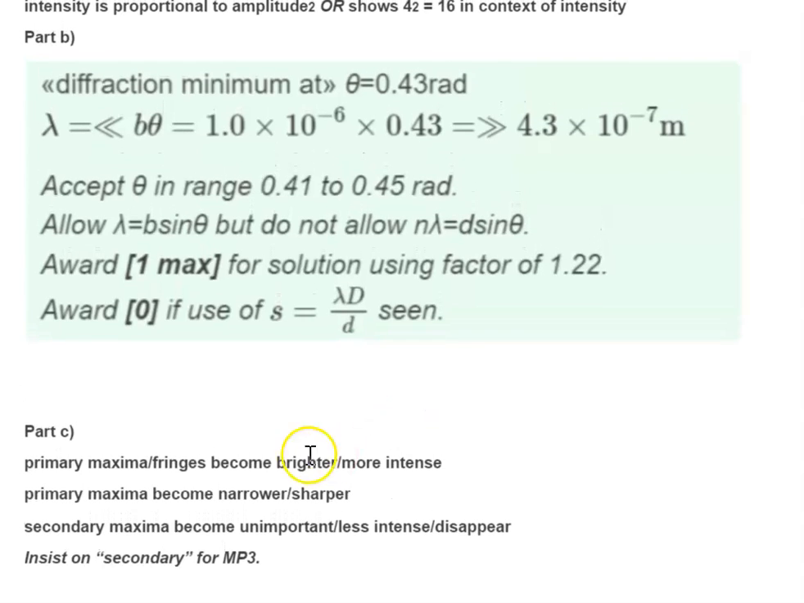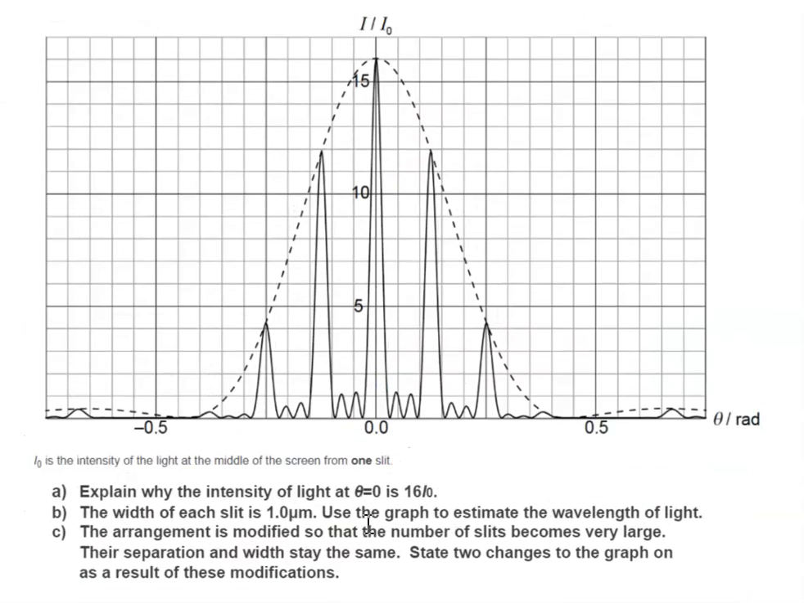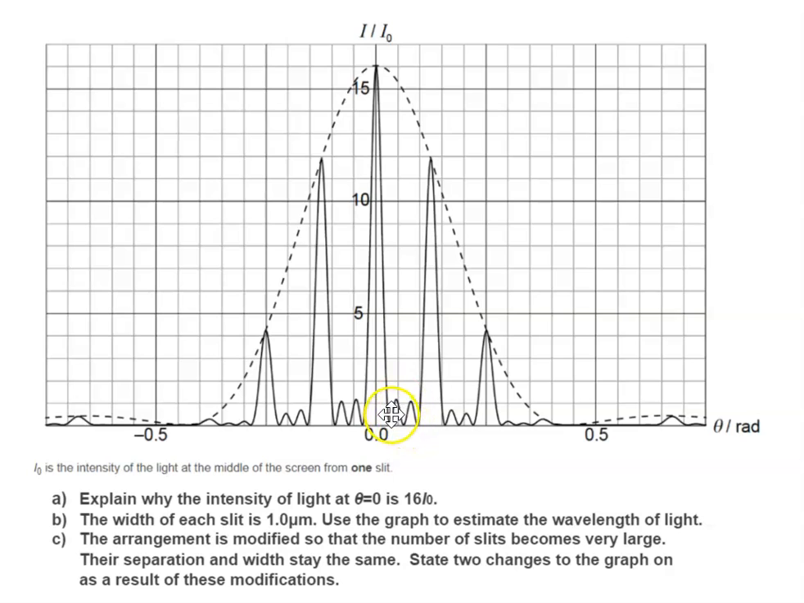Primary maximum become brighter, more intense. Primary maximum become narrower or sharper. And then secondary maximums become less important. They disappear. I didn't talk about these little secondary bumps, so I would have lost a point there. The more slits you get, the more of them there'll be. This will always be n minus 2, so this is 4 openings, which is why we have 2 bumps. If we had 8 openings, we'd have 6 little bumps, and they would get smaller and smaller, which is why with a diffraction grating, they're not there at all. We just have these main spikes.